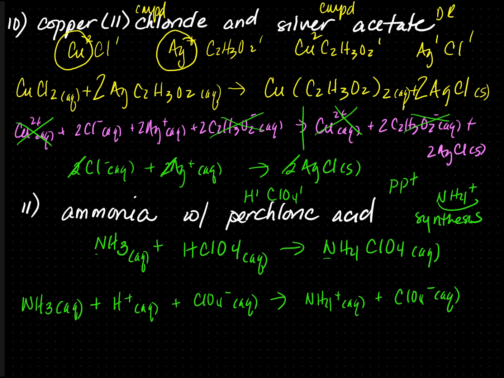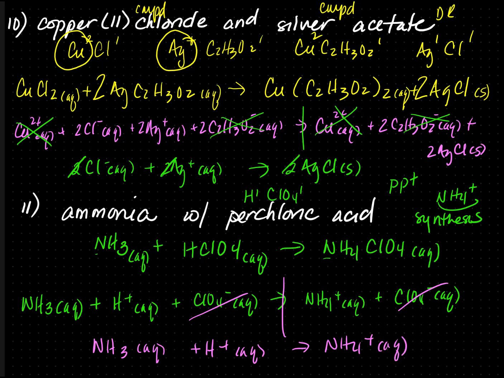Now we're going to simplify anything that is the same on both sides. So that is the perchlorate ion. If I recopy this, we get something like this. It produces the ammonium ion. So this is our net ionic. And I will not ask for the driving force for this one either.